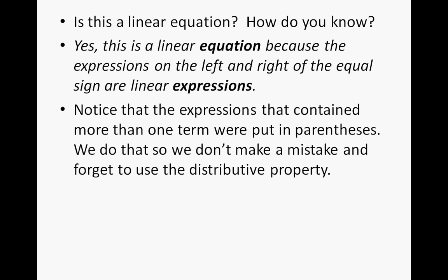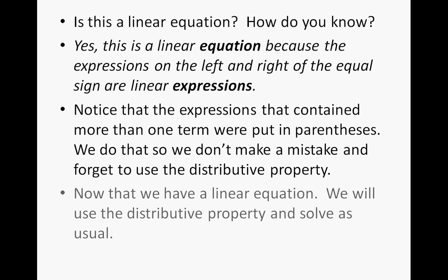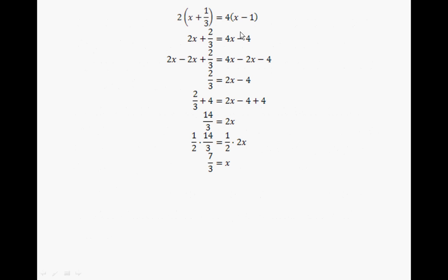So notice that the expressions that contain more than one term were put in parentheses. We do that so we don't make the mistake and forget to use distributive property. So now that we have a linear equation, we will use the distributive property and solve it as usual. So again, copy down the rest of this process. You should be able to identify what properties are being used to step through each part of the process. The final answer is 7/3 is equal to x. Again, if there's any question about what's being done here, please make a note and bring it to class.